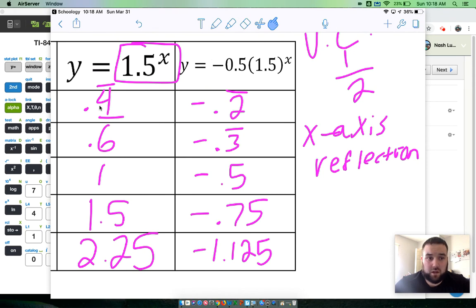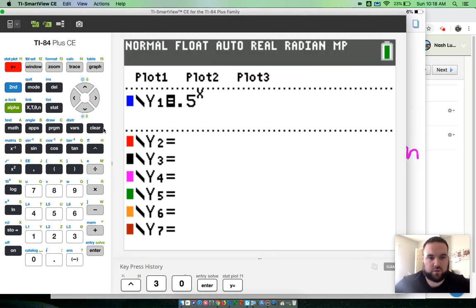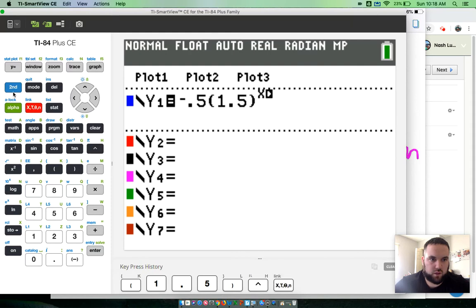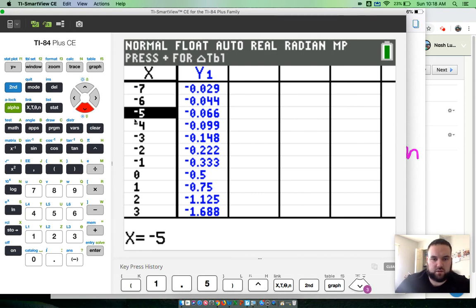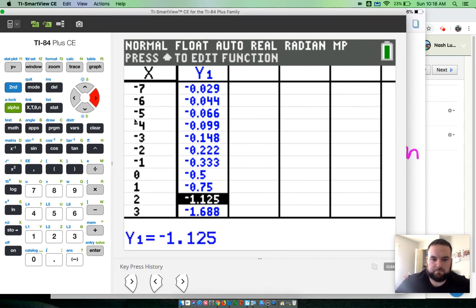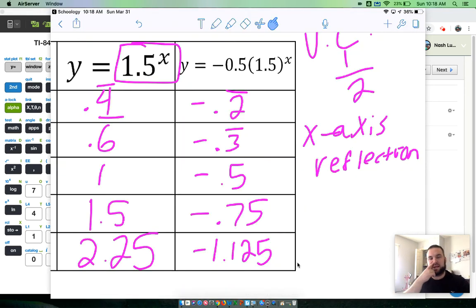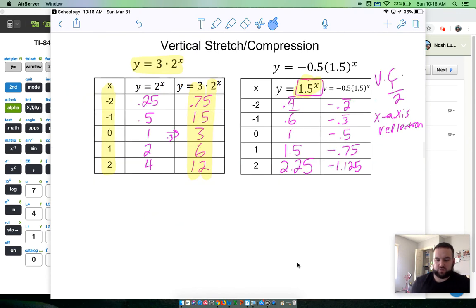But again, if this were me, I would just take the y equals equation, which was negative 0.5 times 1.5. Again, sometimes you can use the parentheses instead of the multiplication button. If I then hit second graph, I'll see all those values that we had right away. So it's just another way to do it. But the key here is understanding that the parent function is this entire thing, right? This whole thing is the parent function, not just y equals x. Okay, so vertical stretches and compressions.